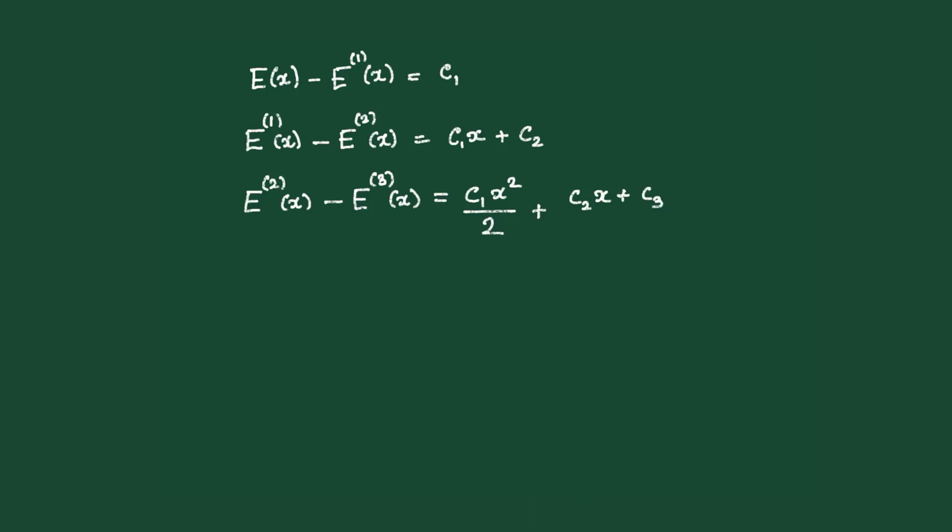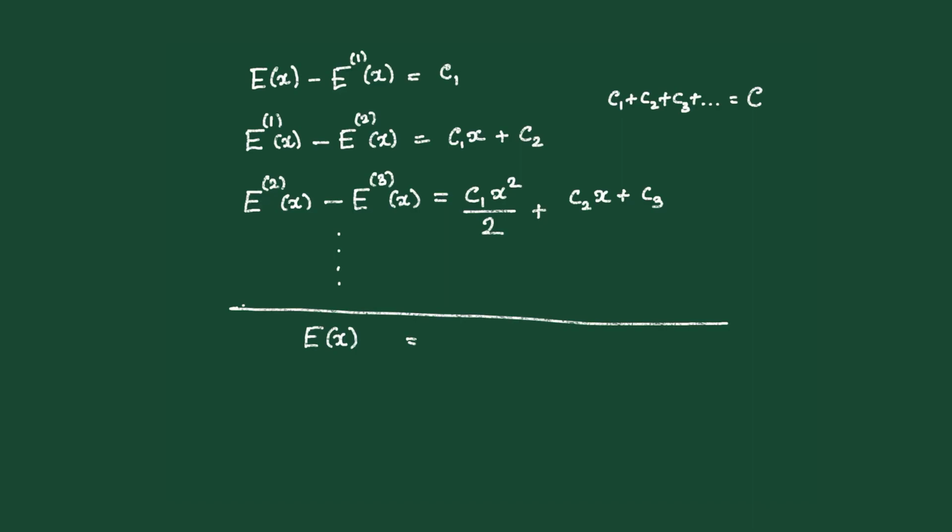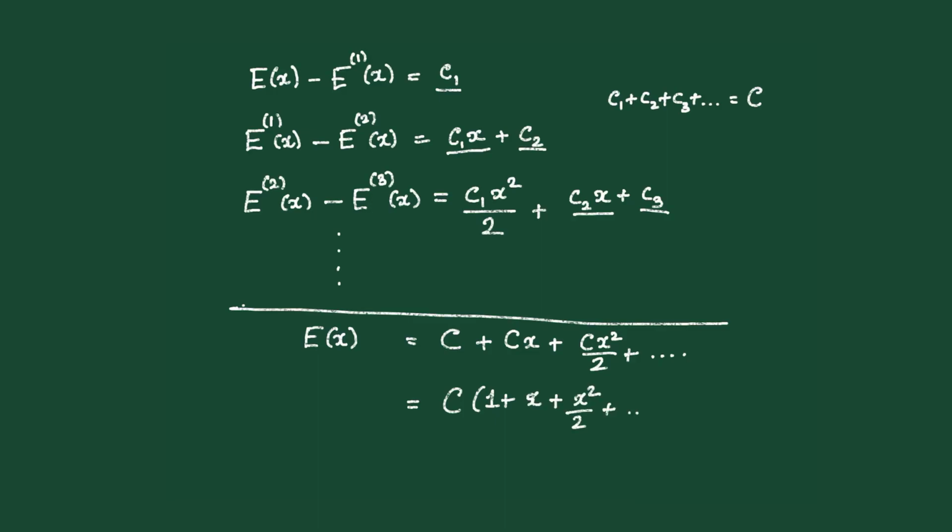Now, if we keep doing this, and if we consider the sum of all these terms, on the left hand side you will have e of x, because your e1s and e2s and e3s all get cancelled out. To find the sum on the right hand side, let us denote c1 plus c2 plus c3 etc. as c. So you can see that on the right hand side you will have a series c plus c times x plus c times x squared and so on. If you take the constant c outside, you will get your answer as c times 1 plus x by 1 factorial plus x squared by 2 factorial etc.